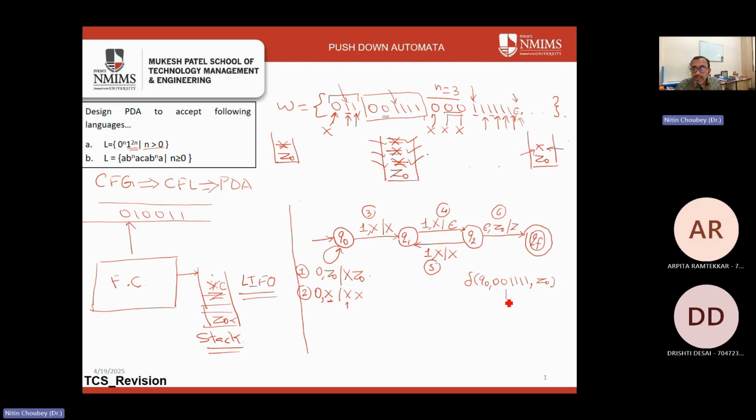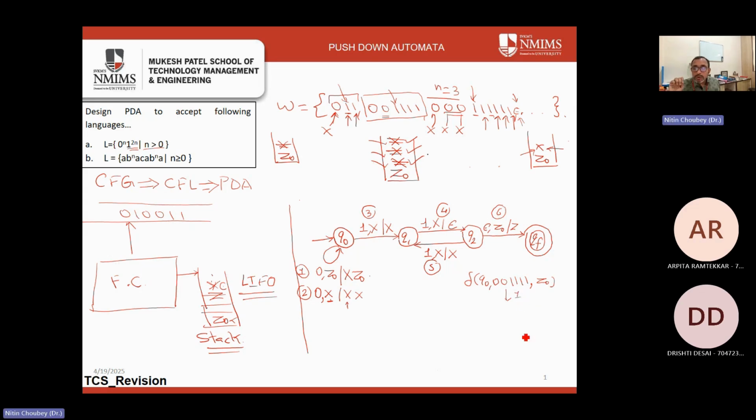So let's check which of these rules matches the current scenario. The current scenario says that the state is Q0, the current input is 0, and the stack top is Z0. If we see here, Q0 is this state which has three rules available: rule number 1, rule number 2, and rule number 3. Amongst these three rules, the first rule matches the current scenario, that is state Q0, input 0, and stack top Z0.